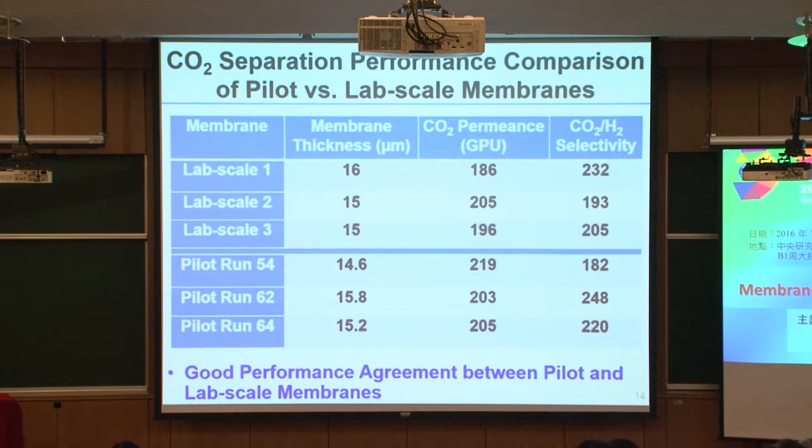In the laboratory, we make a membrane with a thickness of about 15 to 16 micron. CO2 permeance, in gas permeation units, is very close to 200, and the CO2/hydrogen sulfide reactivity is also about 200. When we use our pilot machine, we make about a similar thickness, and the CO2 permeance is in the same order, actually very close, and the selectivity is also quite close. So essentially, we can almost directly scale up from the laboratory to the pilot site.